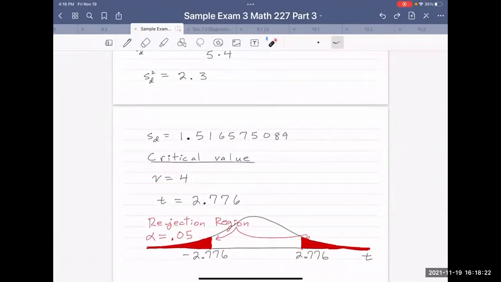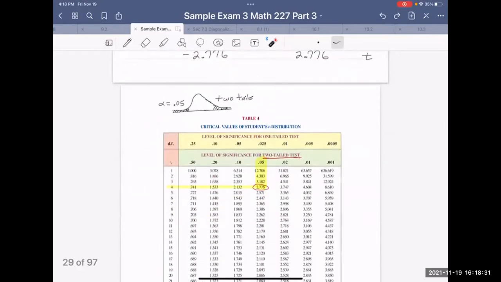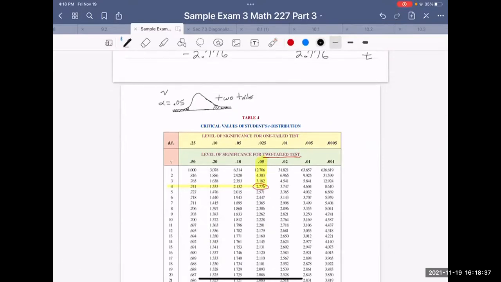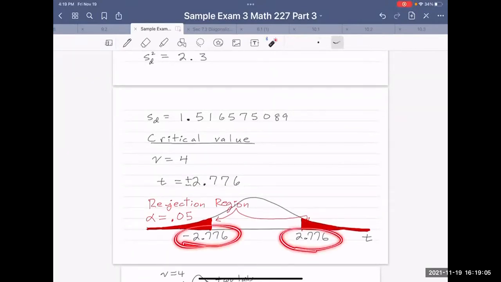So let's find the critical number. In this case, the degree of freedom is 4, and this is two-tailed, with 0.05. So I have here plus or minus 2.776.